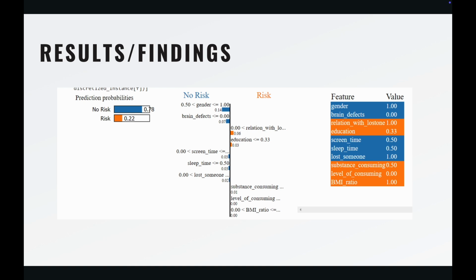Now, on the right side, we have the feature and value for the single data point that is under examination. Now, in the middle, we have the LIME graph, which tells us how each feature affects our final result. See, in the gender part, we can see 0.14 in the no risk part, which means that females are less likely to get mental health issues. On the other hand, the one not having a brain defect is less likely to get depressed. Now, for a single data point, this might be a bit confusing. Let us look at the overall picture using our SHAP approach.